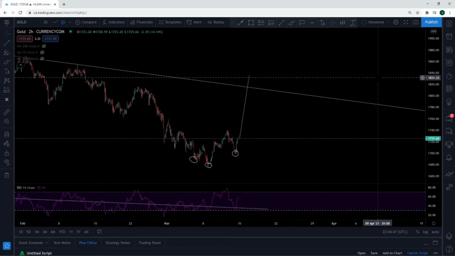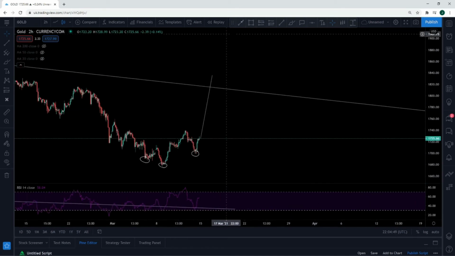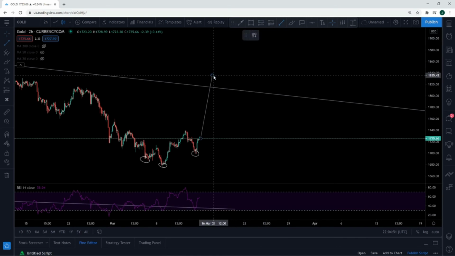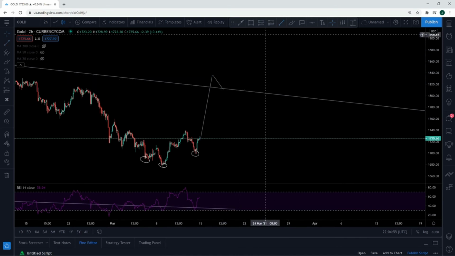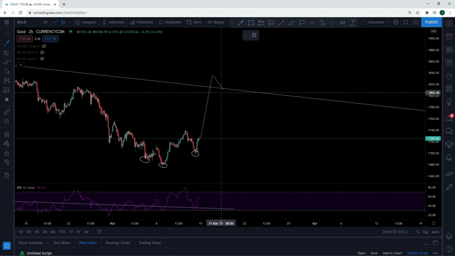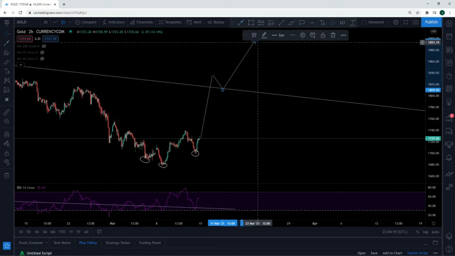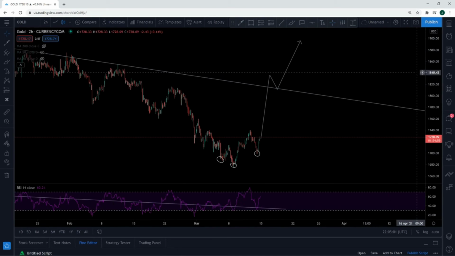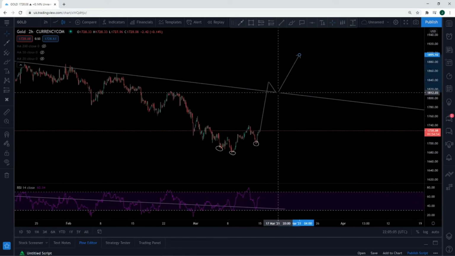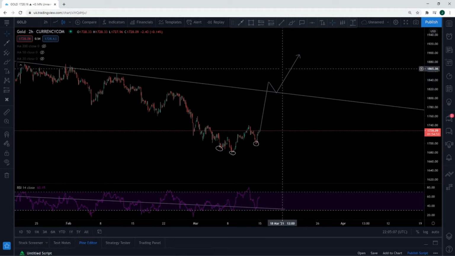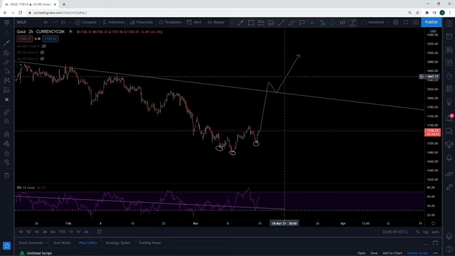You can actually see gold break out of that trend line, retest, and then move to the upside. So we want to see something like that. Before I think about buying gold, I want to see gold break out of that area and move to the upside.